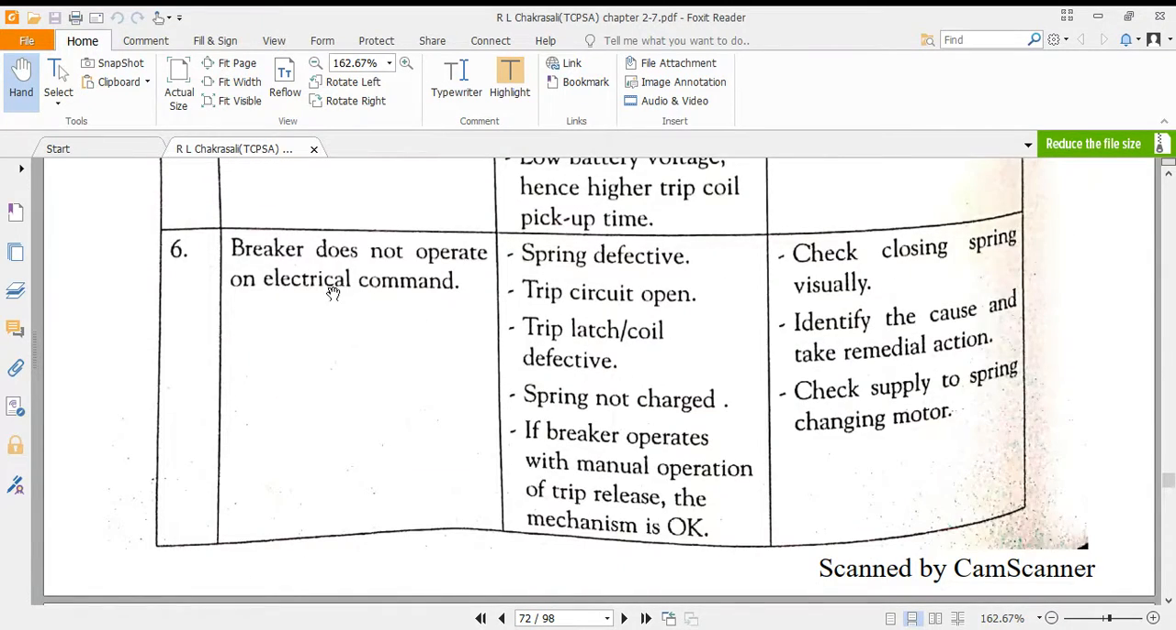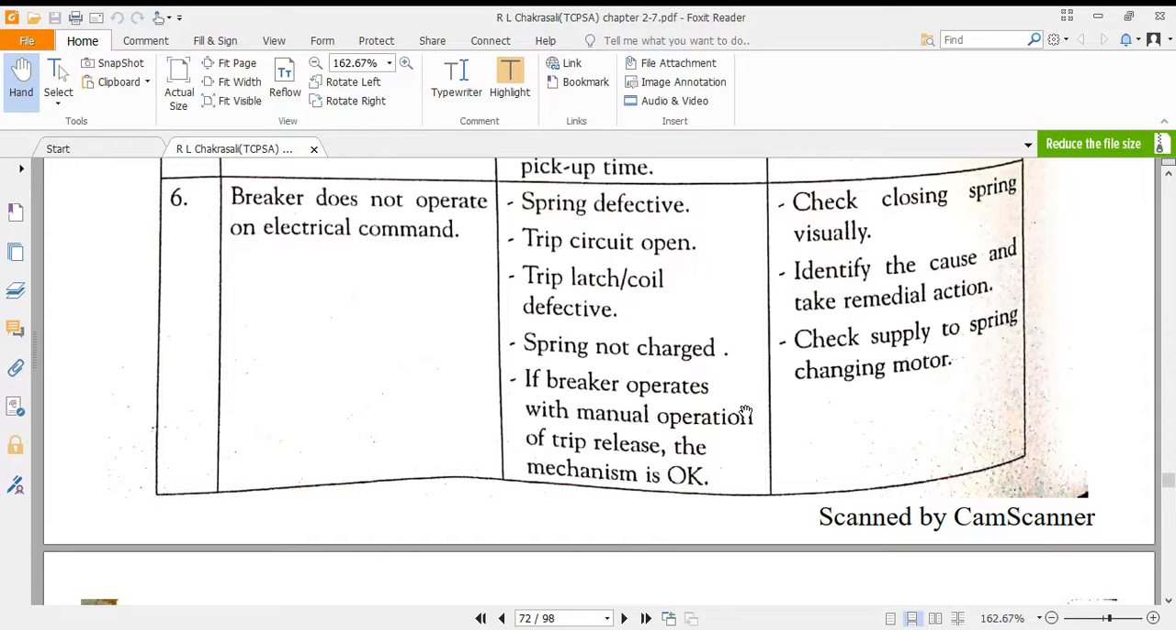Breaker does not operate on electrical command. Manually you are able to do it, but on electrical command, it is not operating. Maybe the spring is defective, the trip circuit is open, the trip latch lock or coil is defective, or the spring is not charged. Spring not charged means it has lost its elasticity.